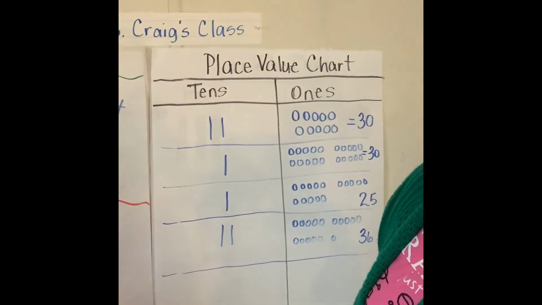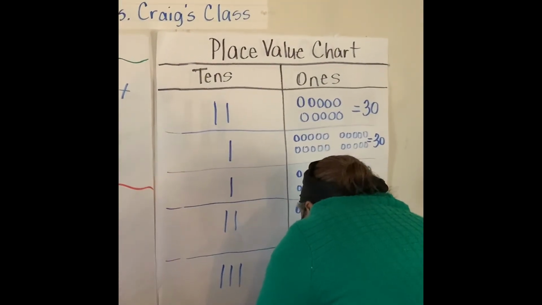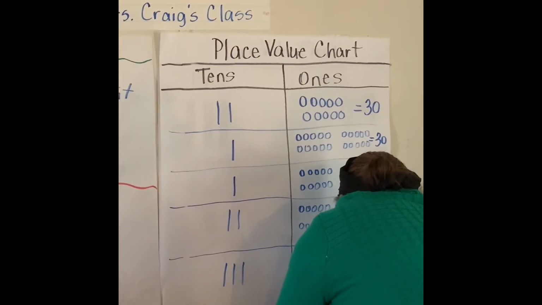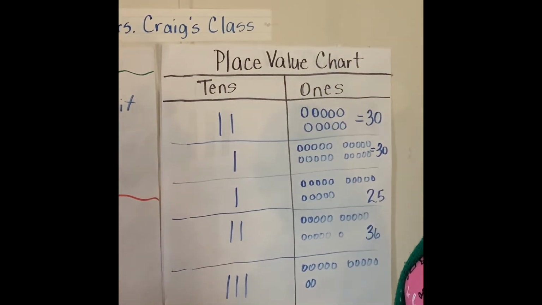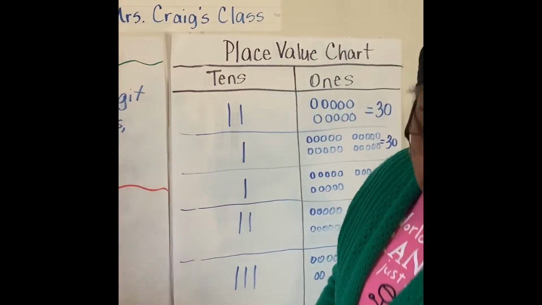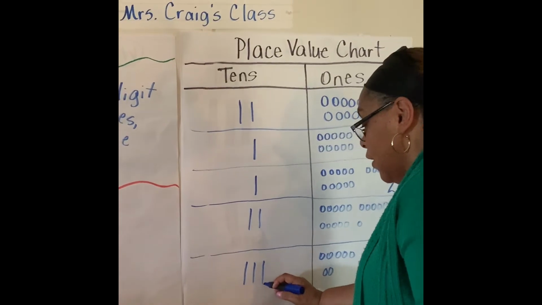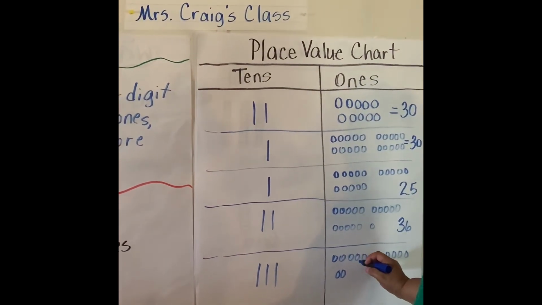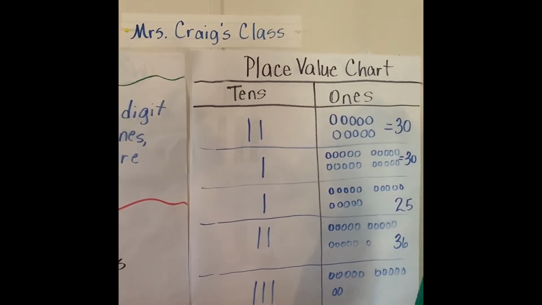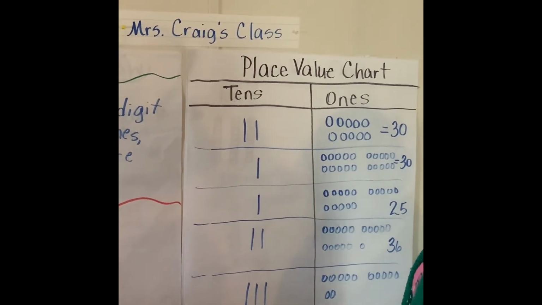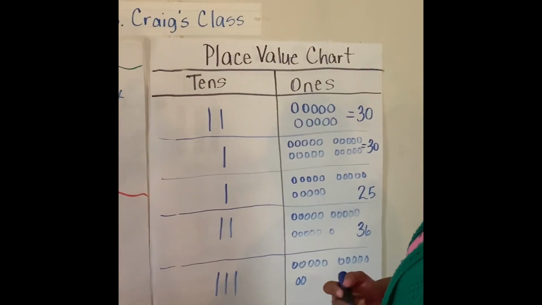Now, this last time, this is what I'm going to do. I have 3 10s and I have 12 ones. Who can tell me how many this is, boys and girls? Somebody said it's 32. Let's count and see if we're right. 10, 20, 30, 31, 32, 33, 34, 35, 36, 37, 38, 39, 40, 41, 42. So our number is what, boys and girls? Our number is 42.